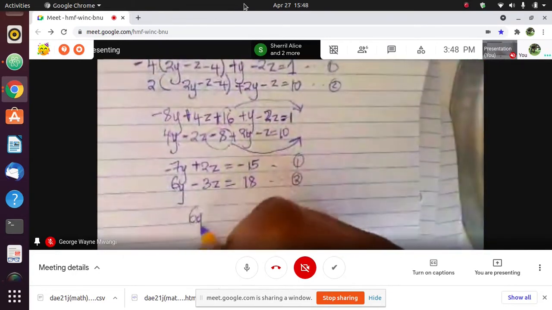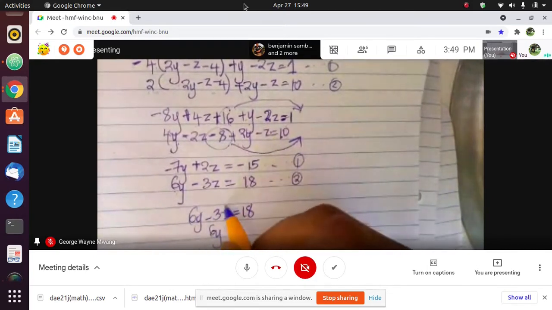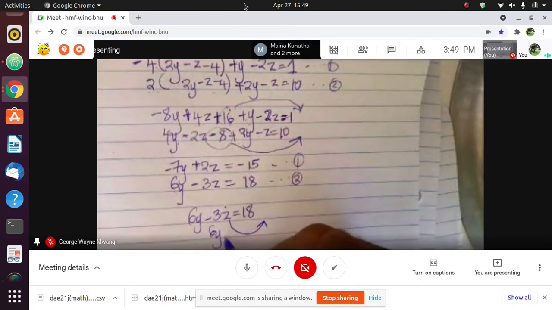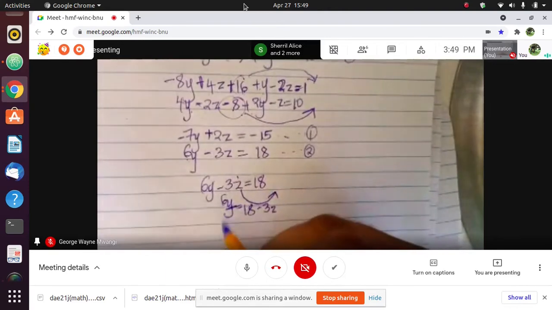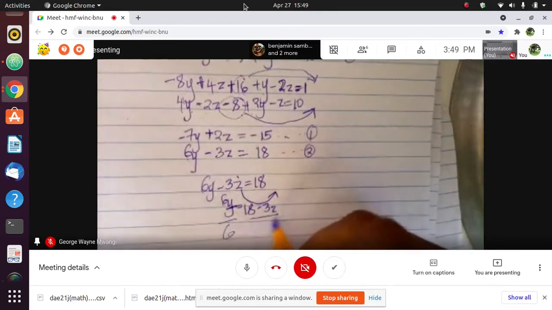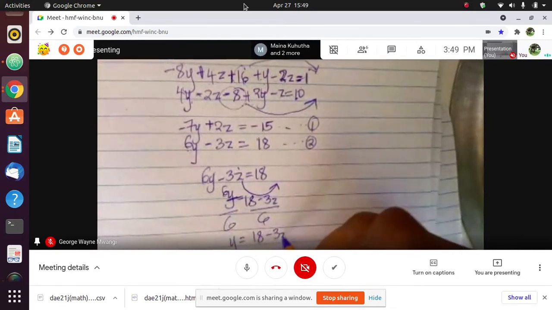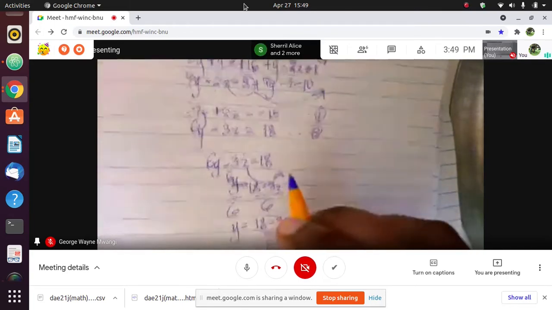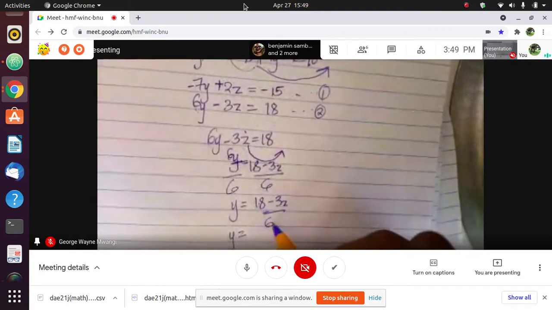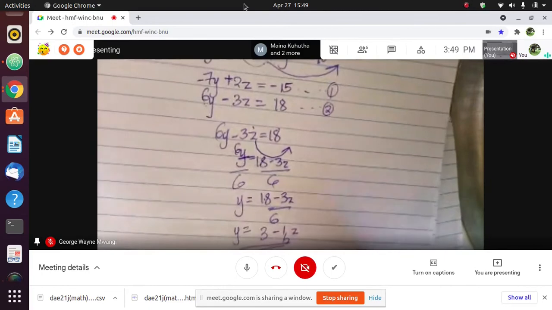Now 6y minus 3z is equals to 18. For 6y, we'll take this value of 3z to the other side, and it will be 18 minus 3z. Now we want y, not 6y. So we will divide each side by 6. Therefore the value of y will be equal to 18 minus 3z over 6. Because this is a shared denominator, y is equals to 18 divided by 6 will be 3, minus 3 divided by 6 will be a half z. That is the value of y.